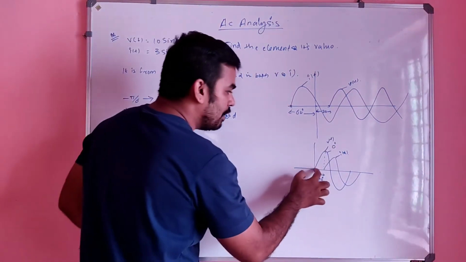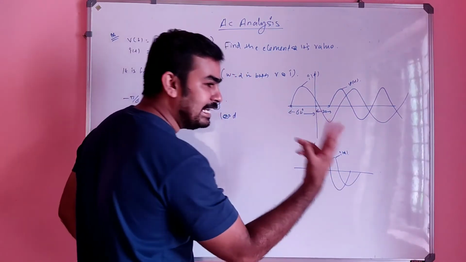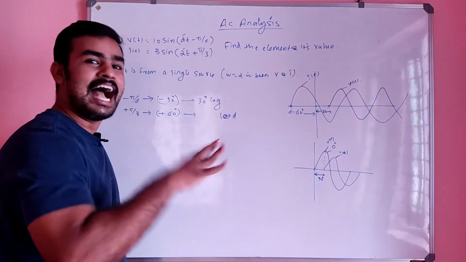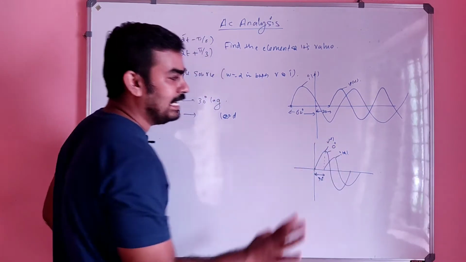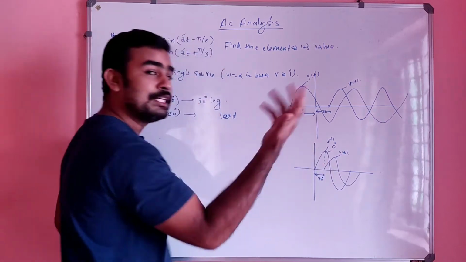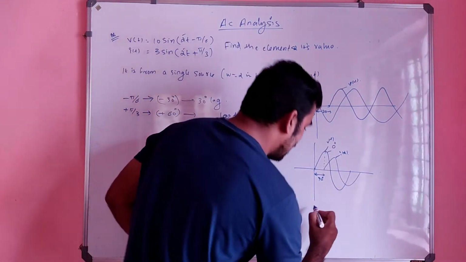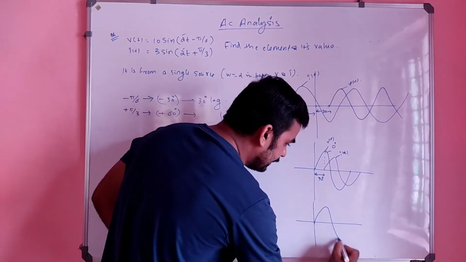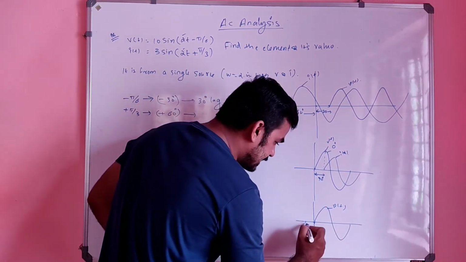That means V of t already started, and after a 90 degree interval I of t started. This is the case of I of t lagging 90 degrees with respect to V of t, or I can say V of t leading 90 degrees with respect to I of t. Both are the same, no? And in the second case, see another case. This is my V of t. Suppose I of t starts from here.